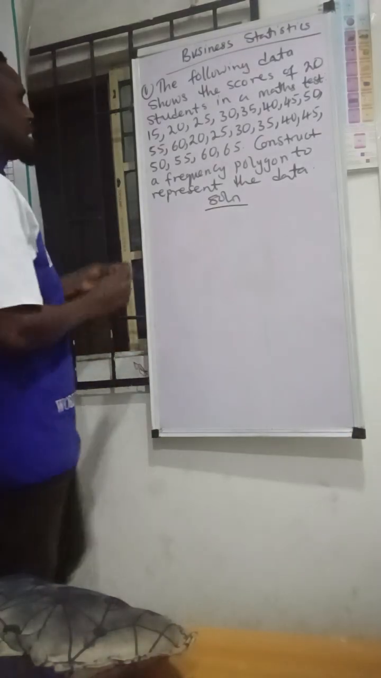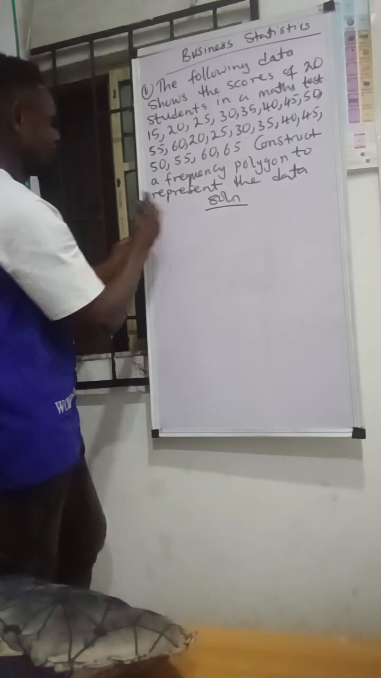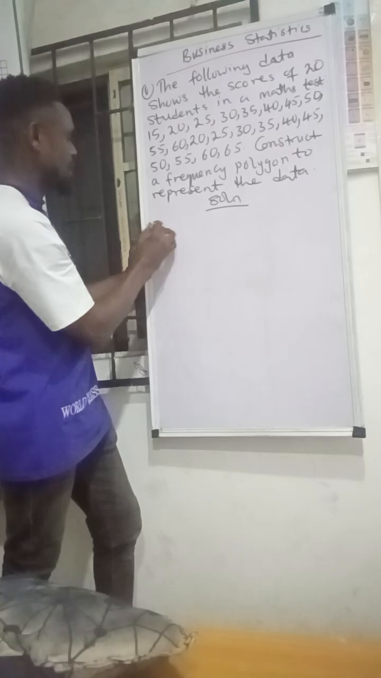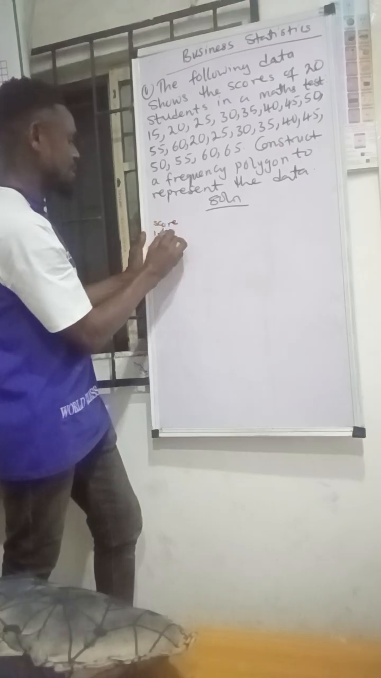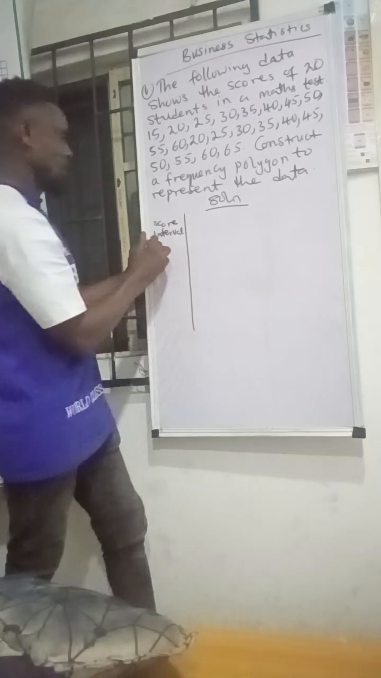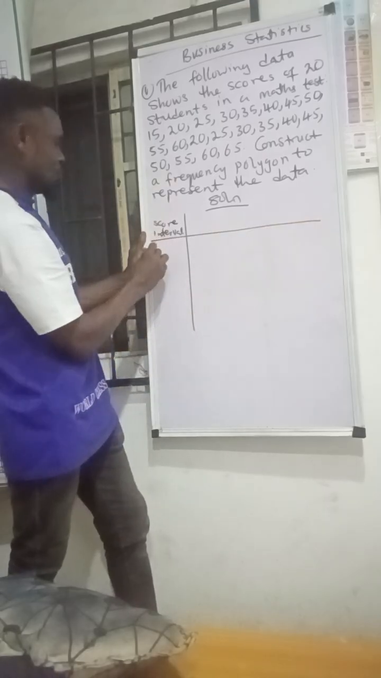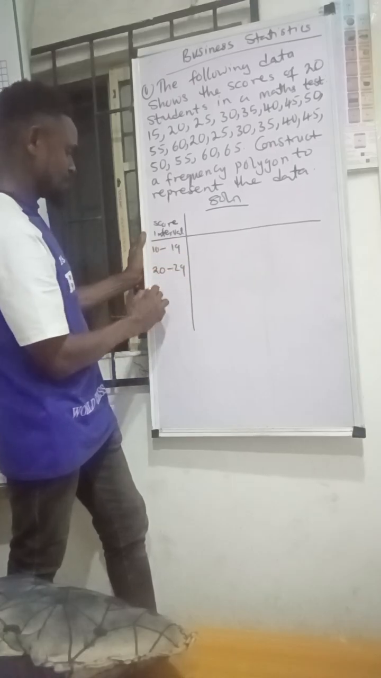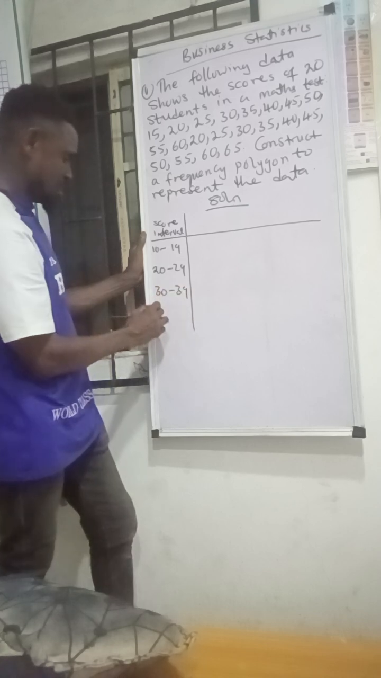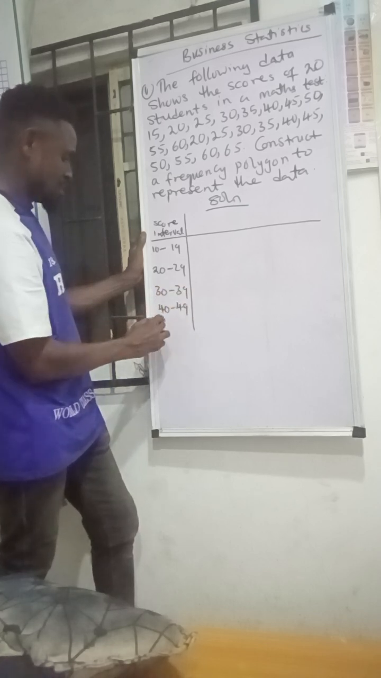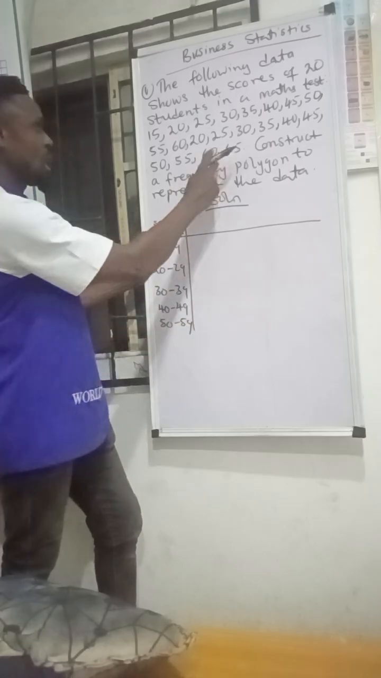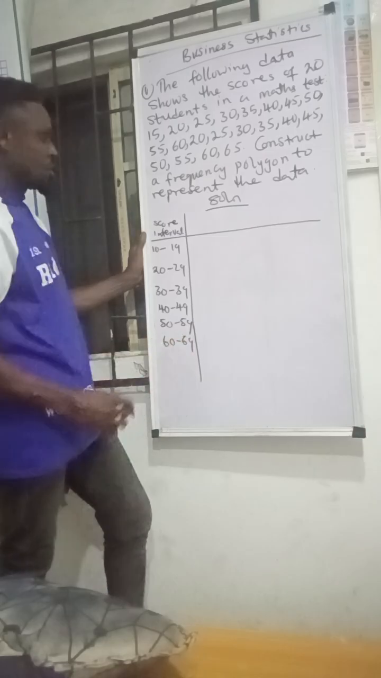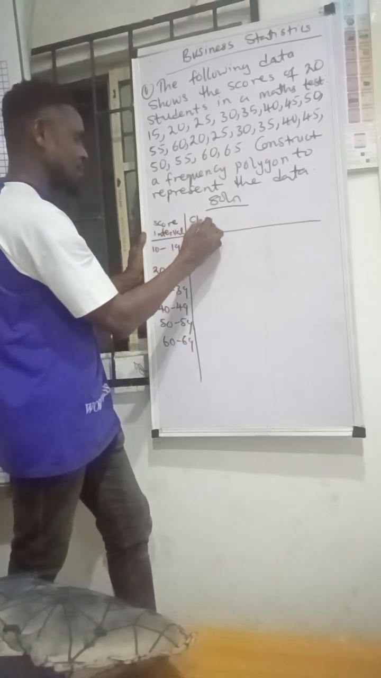So to do that, these numbers are voluminous, so let us group them. Let our score interval, or class interval as the case may be, be from 10 to 19, then 20 to 29, 30 to 39, 40 to 49, 50 to 59, and 60 to 69, since we go up to 65. The next thing is to look at our class boundary.